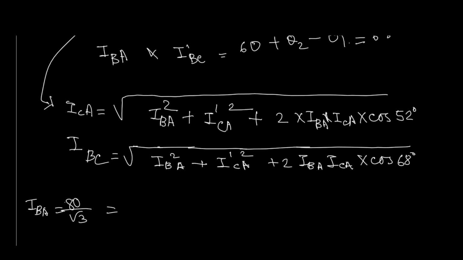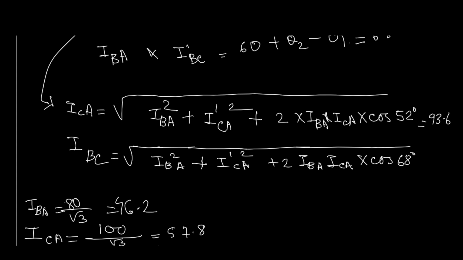You should get 46.2. And what about ICA? That remains the same, 100 by root 3, which is equal to 57.8. So this way we will find out the corresponding current. I1 will be 93.6.